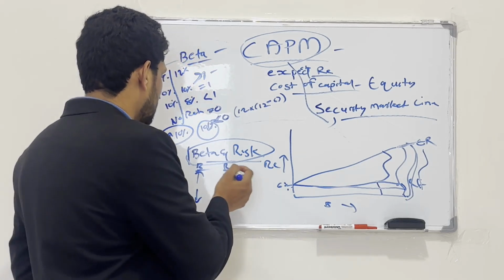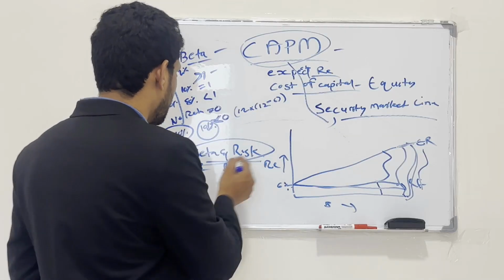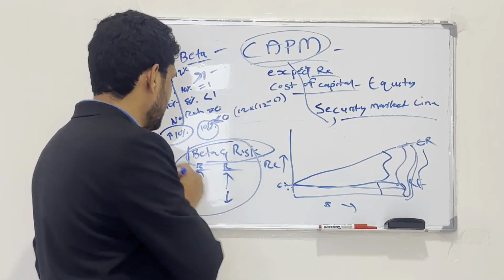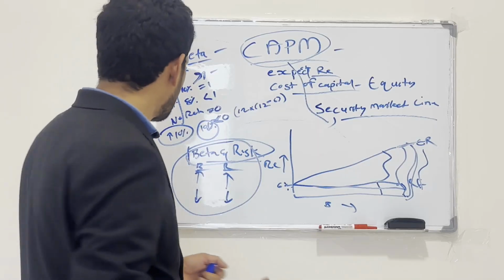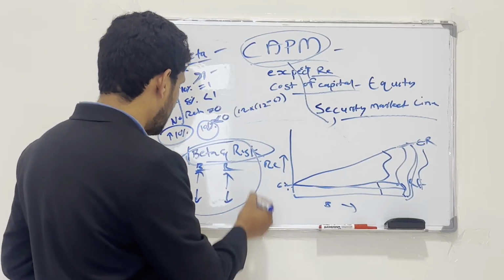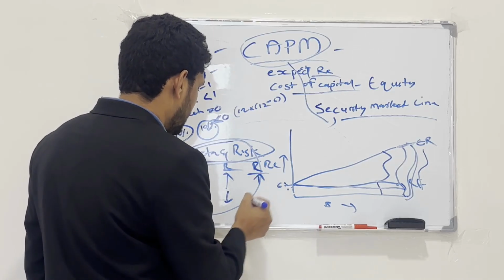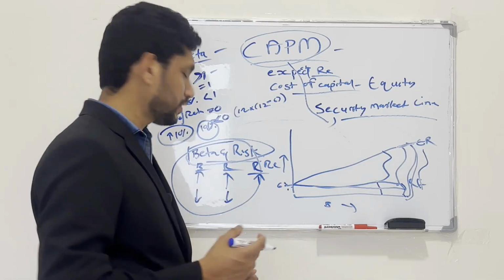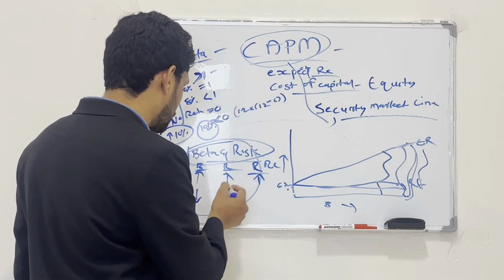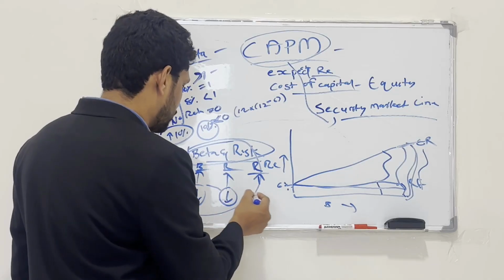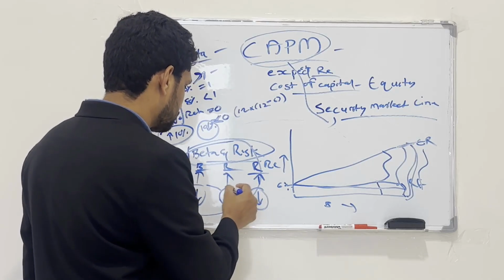So this is the relationship between beta and risk. At the same time, the return too. If you are willing to take more risk, more beta, you can expect more return as well. If you are willing to take only the lowest risk, you have to choose a stock with the lowest beta, and you can expect a lower level of return as well.